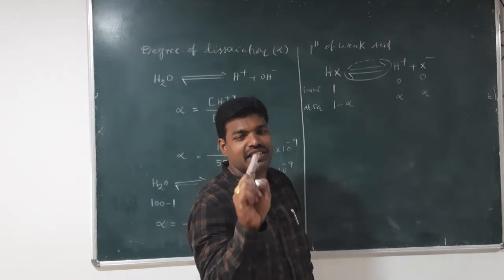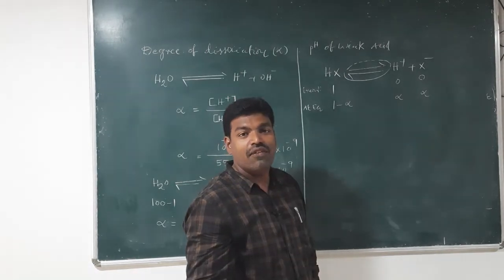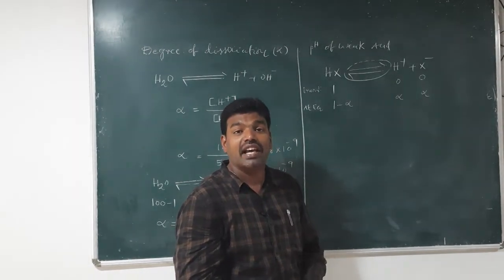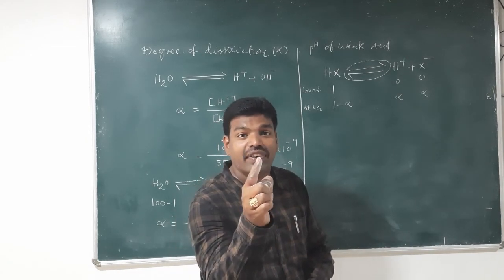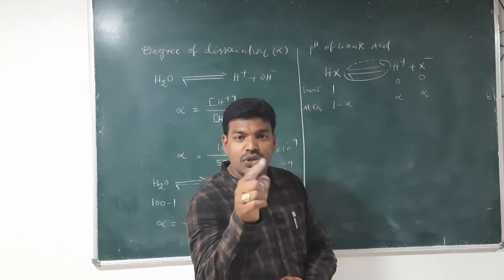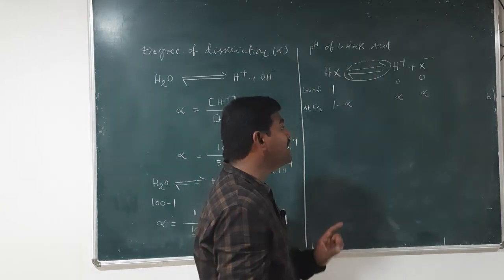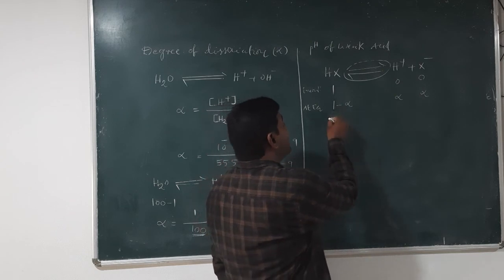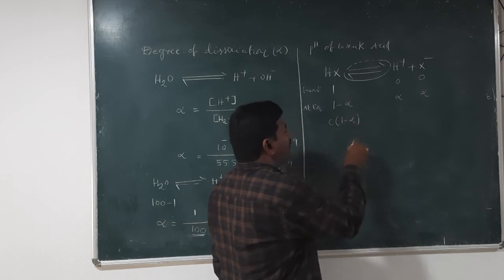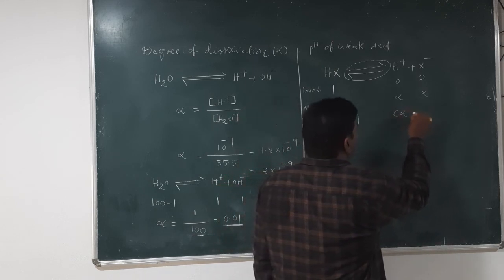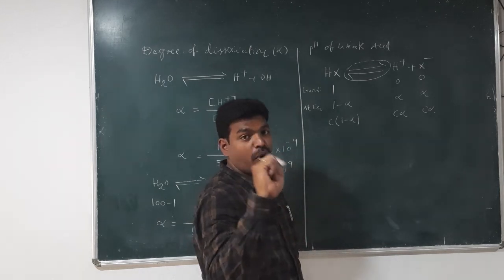We are considering the calculation of pH of a weak acid or weak base. When we are concerned with acids, bases or solutions, it is customary to quantify the solutions in concentrations. So we should multiply these terms with the concentration term C, giving C into 1 minus alpha, C alpha, and C alpha. I hope you got this point.